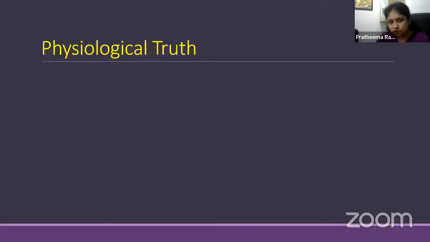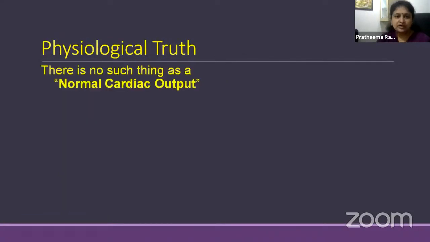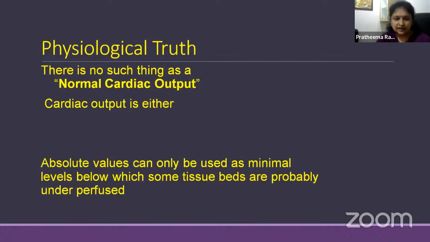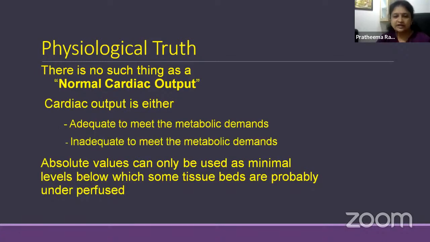So what is the physiological truth? Telling the total secret of hemodynamic monitoring, there is nothing called a normal cardiac output, because it is not like one size fits all. The cardiac output is changing, and absolute values cannot be taken as foolproof. Either it is adequate to meet the metabolic demands, or it is inadequate to meet the metabolic demands. There is a demand from the body. If the patient is sick, if the patient is septic, the demand goes up. Is the cardiac output adequate to match the demand? So supply and demand match is very important. There is nothing called a normal cardiac output.